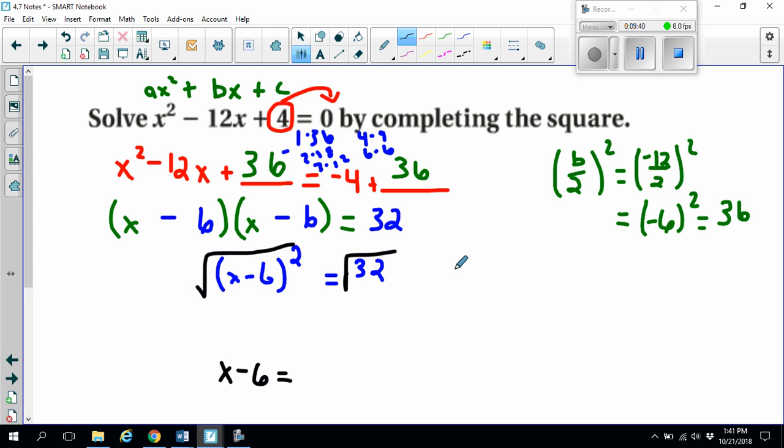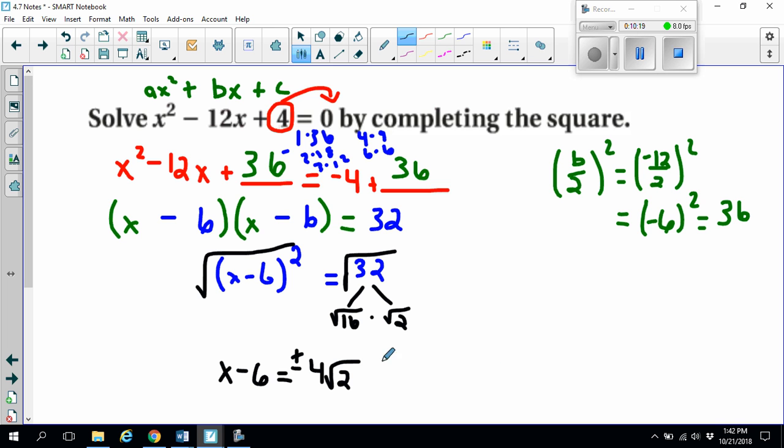Well, if we think about it, 32 is not a perfect square. But there is a perfect square that goes into it. And the biggest perfect square that goes into 32 is 16. So we have square root of 16 times square root of 2. So now what we want to do is take the square root of 16, which should give us 4. And then square root of 2, we can't simplify that anymore, so we just leave it at square root of 2. Now remember, whenever we take the square root, don't forget the plus minus. So we get plus minus 4 square root of 2.